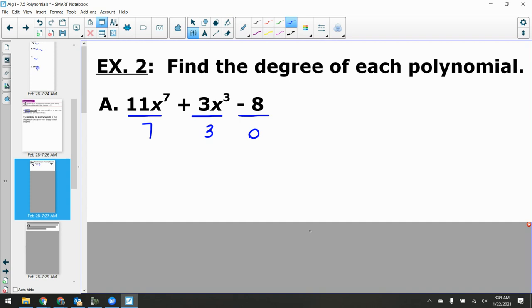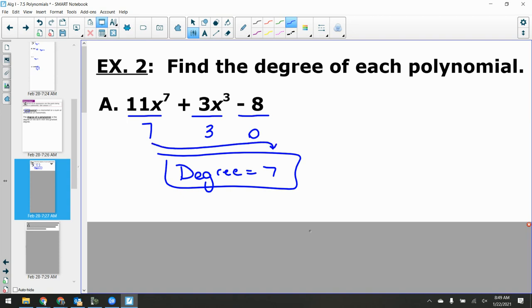I said by definition the degree of a polynomial was the degree of the term with the greatest degree. Not the sum, but which one is the biggest. So which one is the biggest? The 7. And that's the degree of the entire polynomial. So the degree total is 7. Okay? This one just wins out. The highest one wins out. You don't even worry about the fact that there was another one that was a degree of 3. Okay? The degree of the polynomial is technically 7.